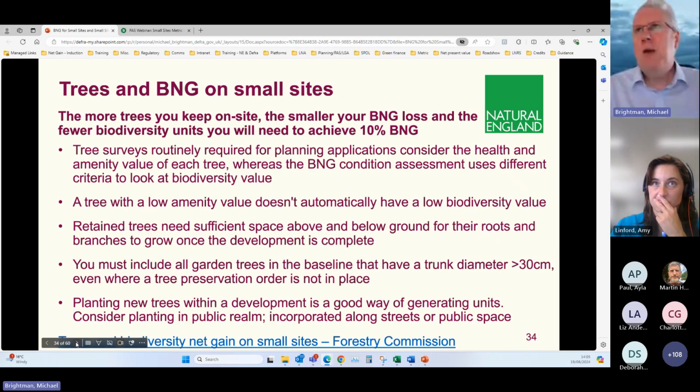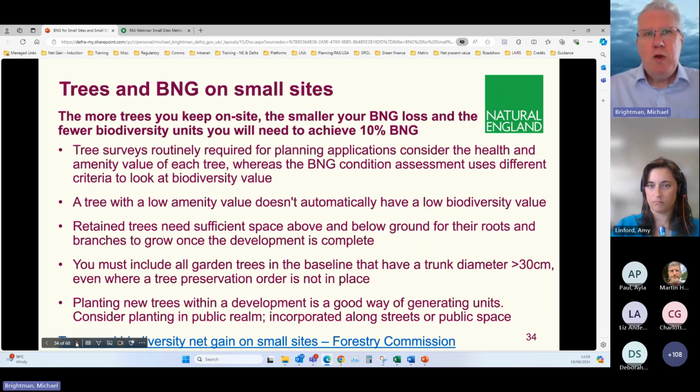So let's now start talking about some individual habitats on small sites, and firstly with trees. The guidance to developers should be that the more trees they keep on site, the smaller will be their biodiversity net gain loss, and therefore the fewer biodiversity units they'll need to achieve their 10% biodiversity net gain. Remembering that with our paradigm change in planning with biodiversity net gain, nature in terms of best practice should be built into the design of the site rather than bolted on. So therefore the suggestion is to retain those habitats such as trees on site as part of the design.